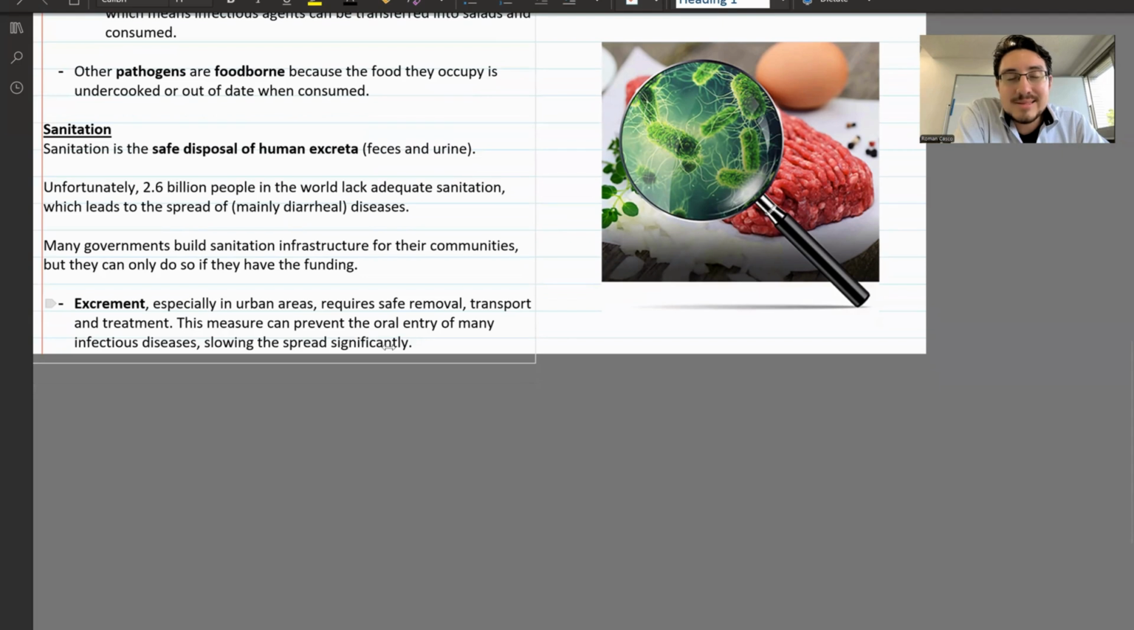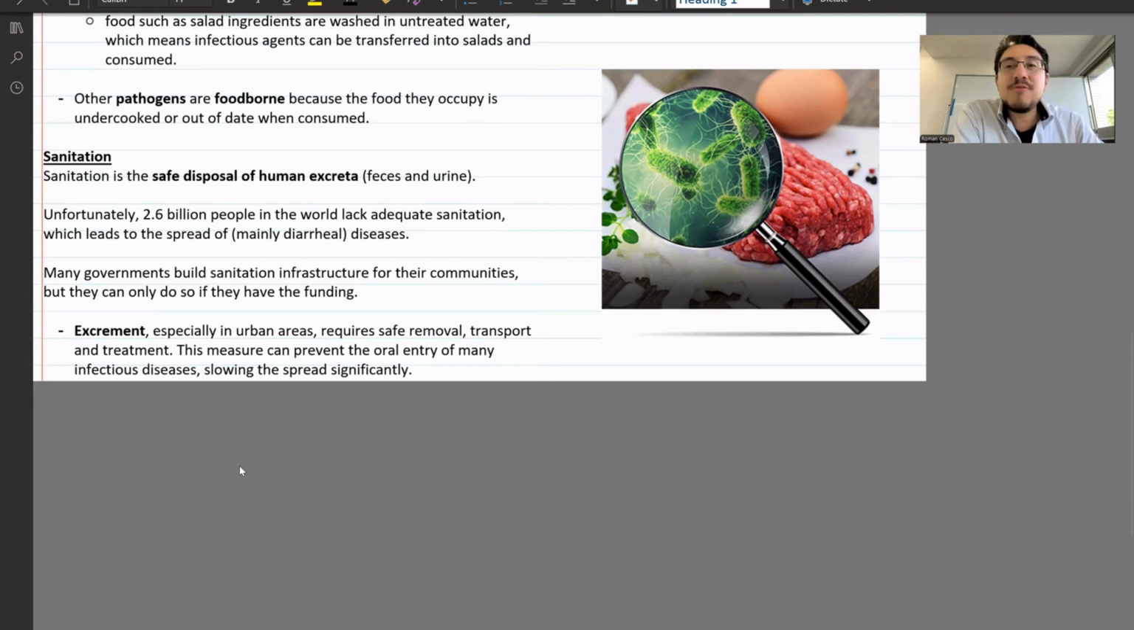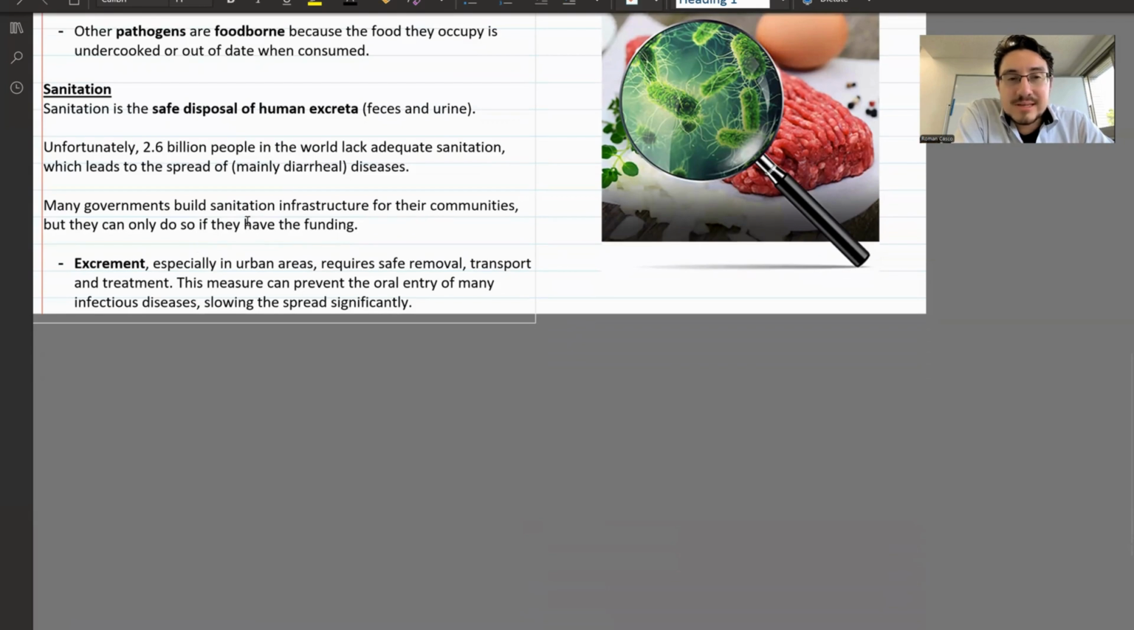And it's ironic that the water they drink will give them diarrhea, which will further make them lose water, and then loss of electrolytes, aside from the whole pathogen getting inside your body, the disease infection, right? Many governments build sanitation infrastructure for the communities, but they do so if they have the funding. Funding is so important, right? Underdeveloped countries need funding so they can build better sanitation measures for all these poor communities, right?